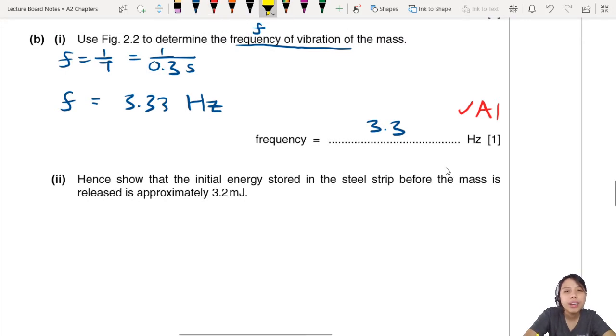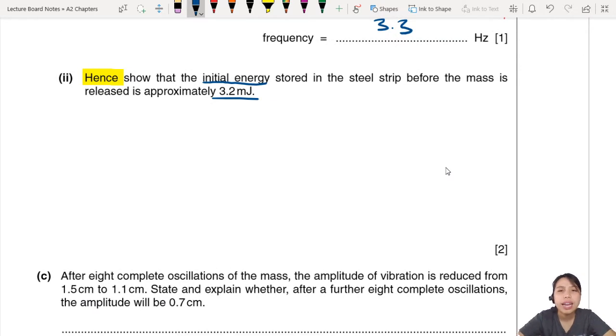Hence is an interesting word. Means somehow you have to use the answer from part 1 inside this one. Hence, show that the initial energy stored in the strip before the mass is released is approximately 3.2 millijoules. So you need to show. They already give you the answer, so you need to figure out how to find the energy before the mass is released. When you bend it, this is where it's supposed to be, but you bend it and then you hold it here. So there is some potential energy stored, and that is the total energy, which is also the kinetic energy when it's at equilibrium position.